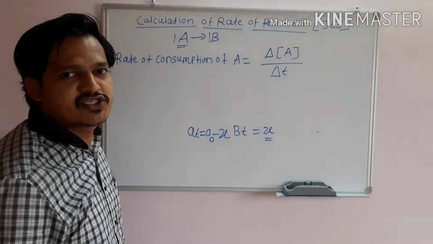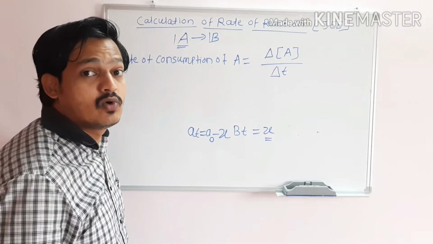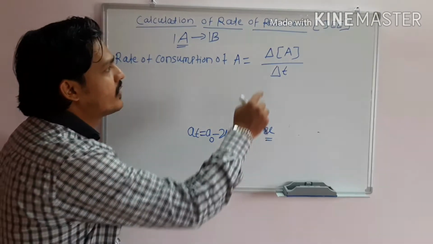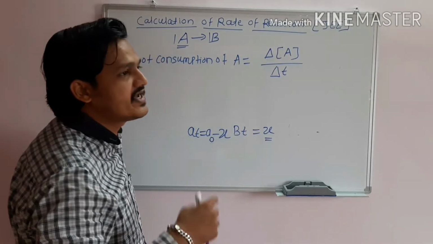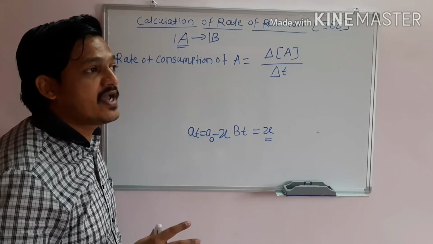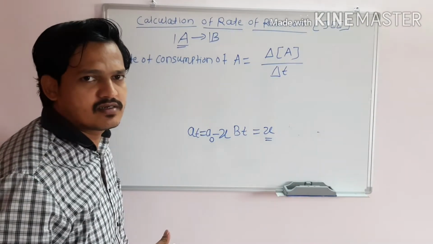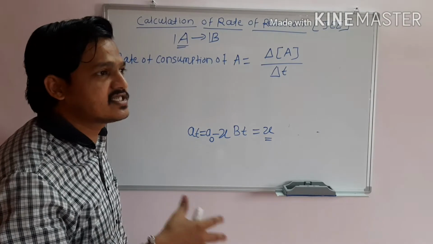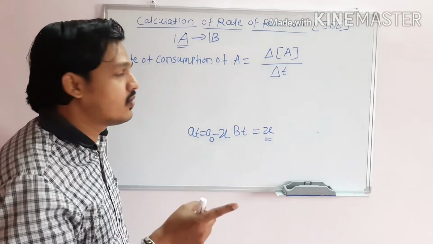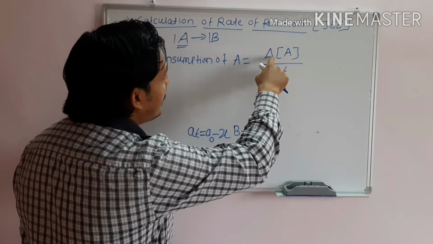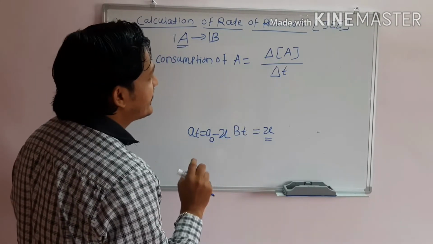Change in concentration of species with respect to time is called the rate of chemical reaction. Now what is the value of delta A? It indicates the difference between the final value and the initial value, like A2 minus A1. In the last lecture I took C2 minus C1. Now you have to write the value of delta A divided by delta T.